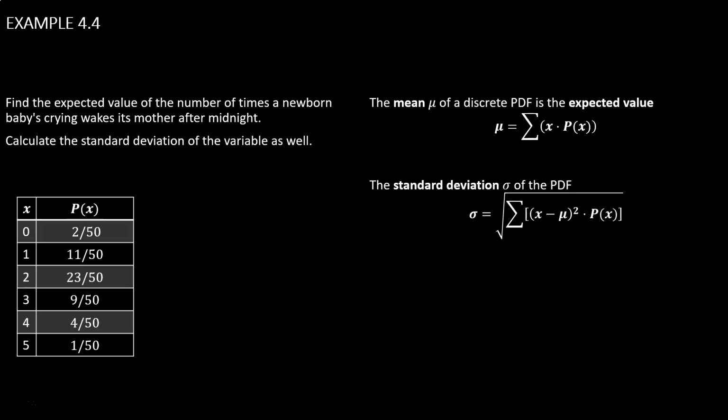We also have the corresponding probabilities. So what's the probability that a mom in this study wakes up twice after midnight due to the baby's crying? That probability is 23 out of 50.